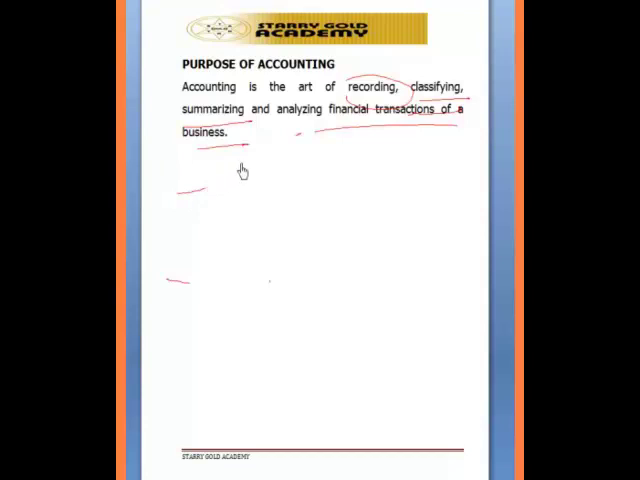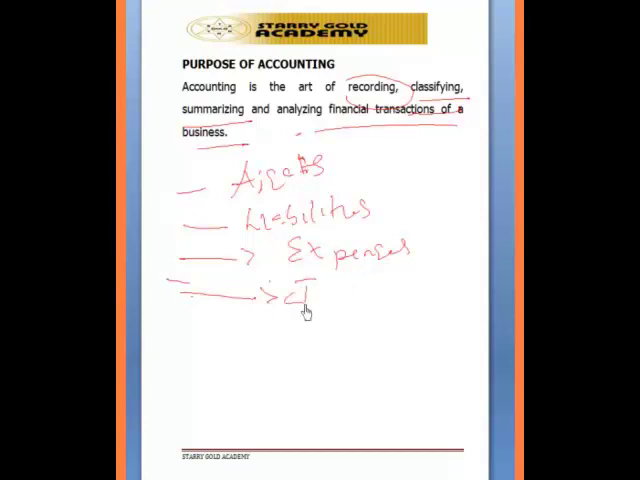Some may be classified as assets of the business. Some liabilities, expenses. Some we classify to be what? To be income. So having classified these transactions, we now move forward to what? To try to summarize them, try to get the aggregate expenses, try to get the aggregate income, try to get the assets, try to get the liabilities, such that we can provide the financial statements to the end users.